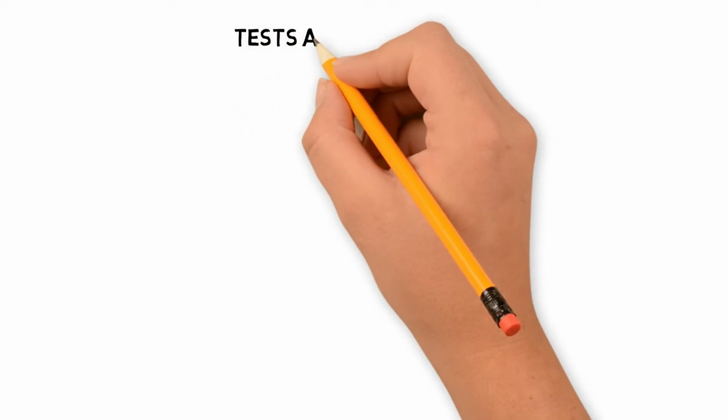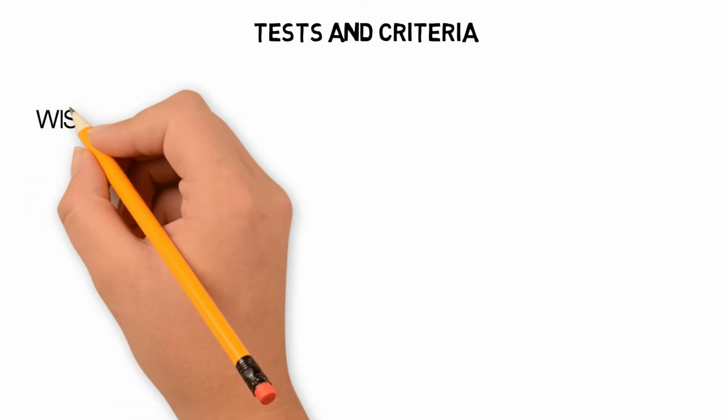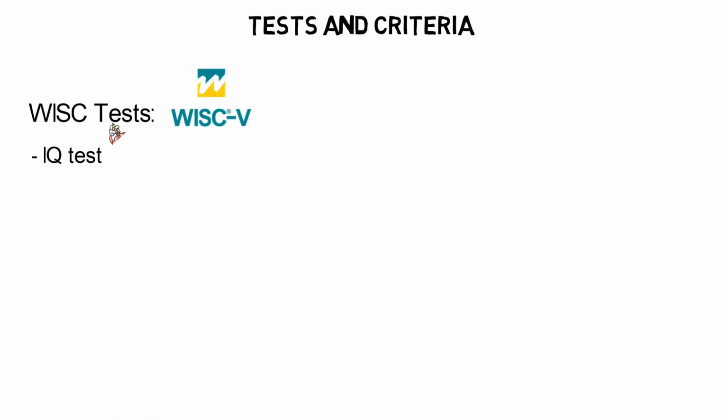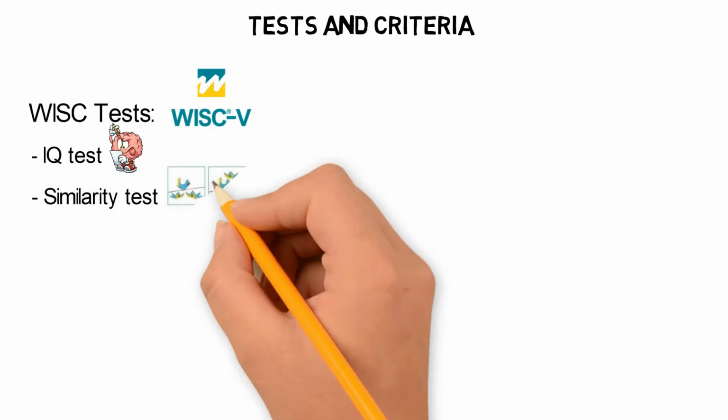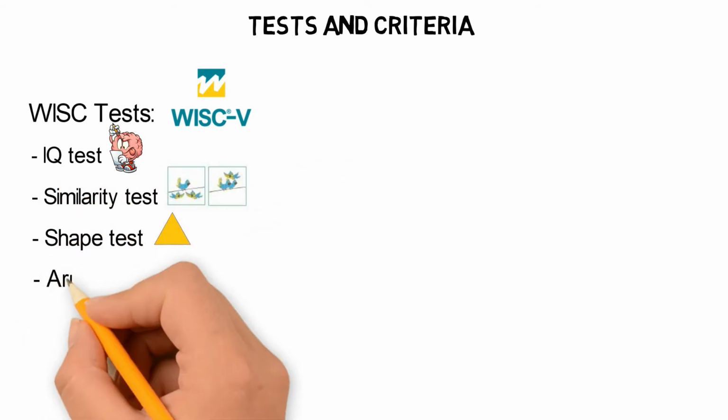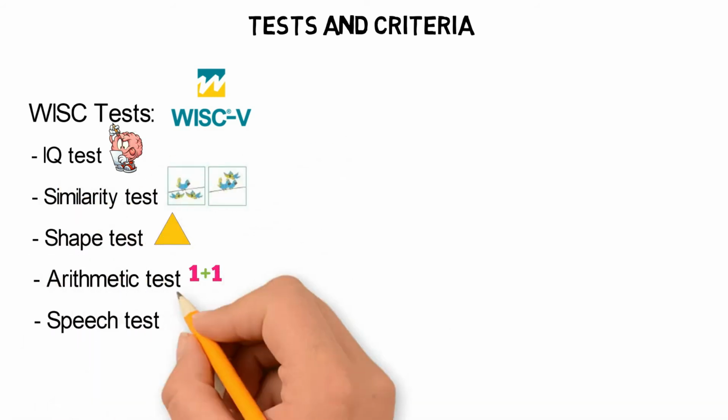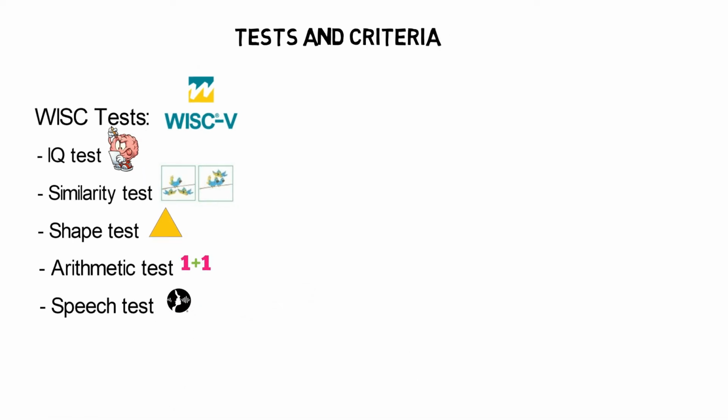So what is the criteria on which the machine learning model is being trained? The 5th edition of the Wechsler Intelligence Scale for Children is used by doctors to perform different tests to assess the child. These tests include the IQ test, shape test, similarity test, arithmetic test, and the speech test. An IQ test is an assessment that measures a range of cognitive abilities and provides a score that is intended to serve as a measure of the child's intellectual abilities and potential.